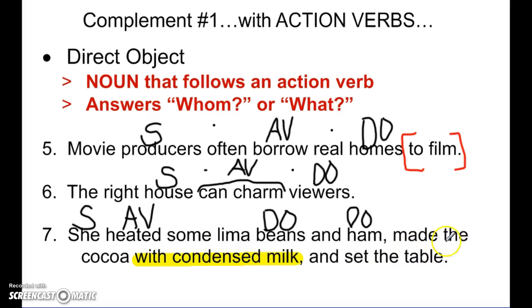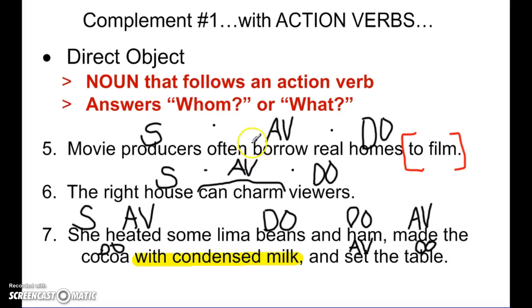Now over here I see another word, made the cocoa. Made, I know, is a verb. It's an action verb. I can see myself making something or somebody else. That's an action. So I now ask myself, she made what? She made cocoa. So cocoa is a direct object. And I still see a little bit more to this. And set the table. She heated some lima beans and ham. She made the hot cocoa. And she set the table. She is the subject for all of these actions. What's the last thing she did? She set. That's an action verb. I look up here to my question. She set what? She set the table. So table is the direct object.